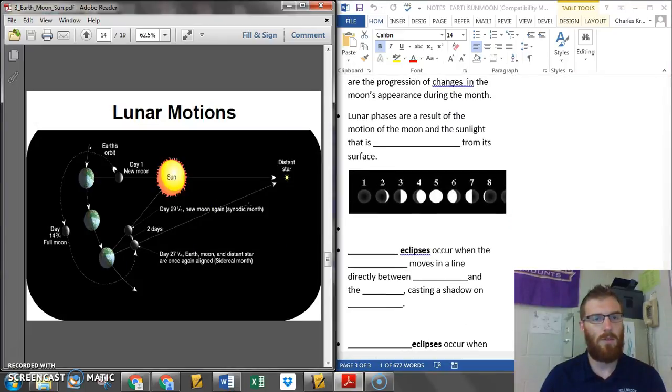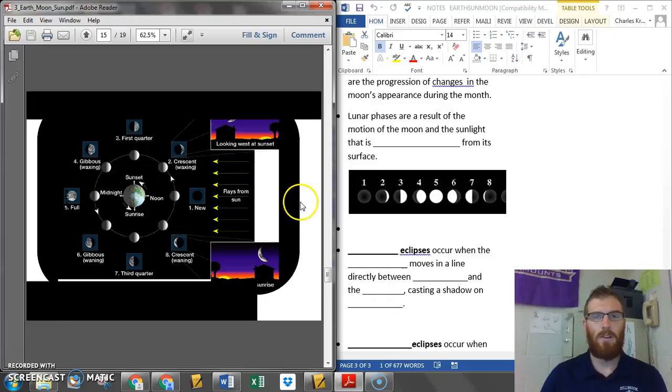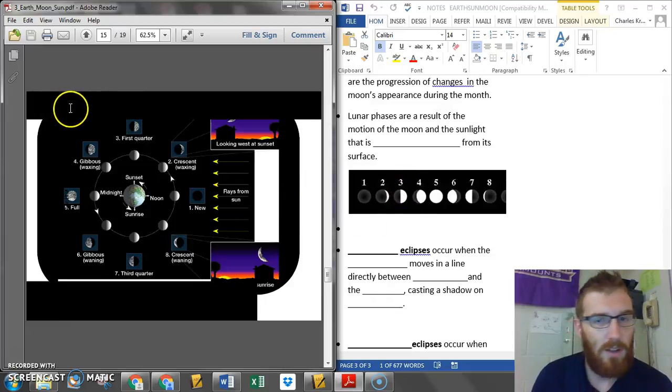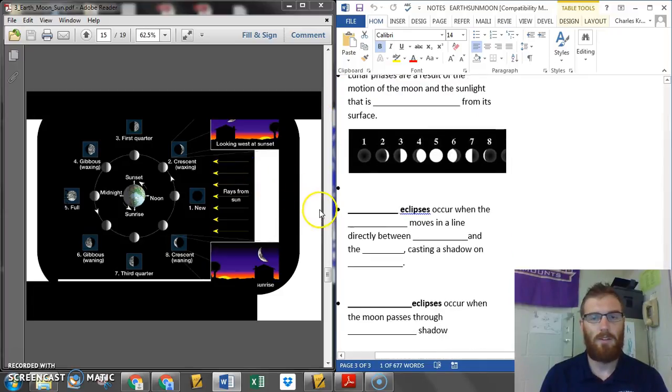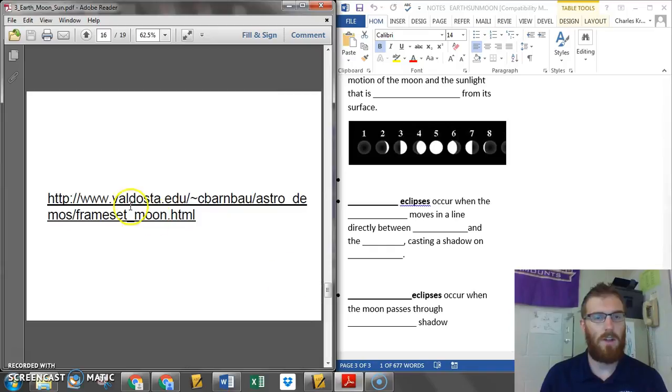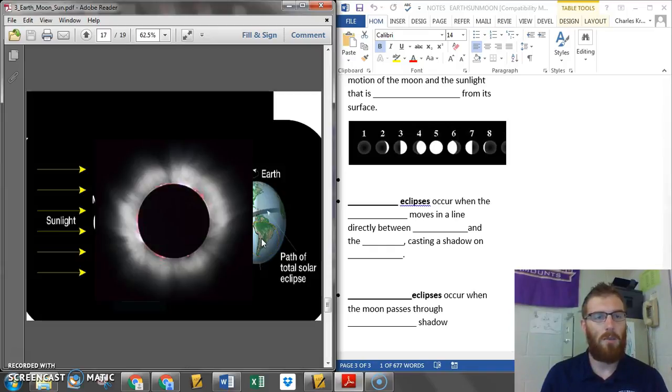We're getting to phases here. For some reason it continues to black out my things here, but I can let you know what is supposed to be there. Lunar phases are a result of the motion of the moon in the sunlight that is reflected from the surface. Sunlight that is reflected from the surface. And you can click here to see all about that.